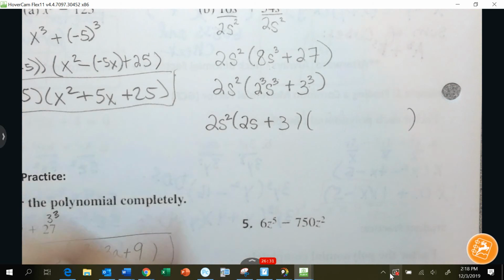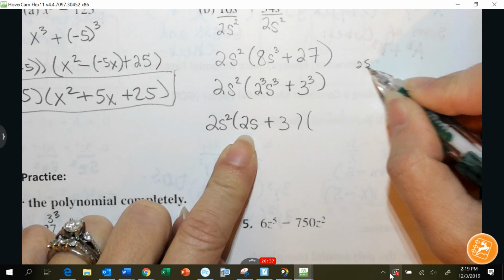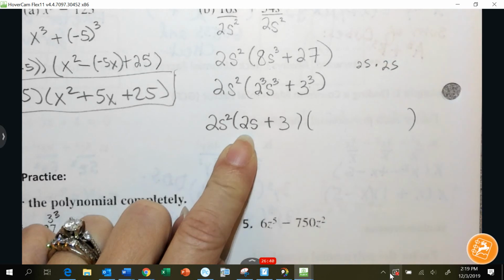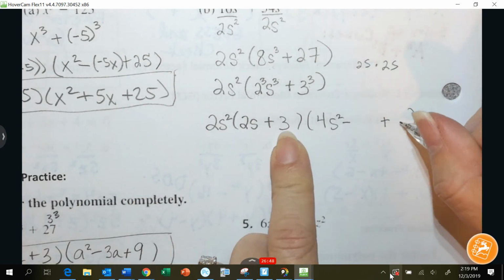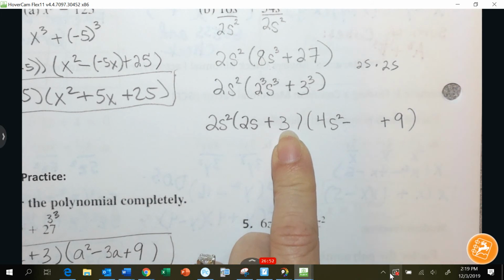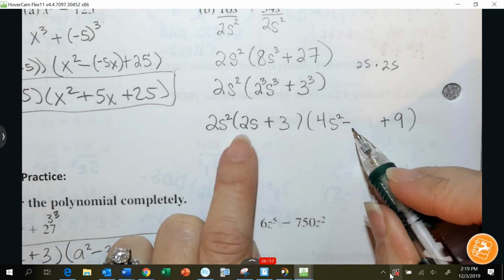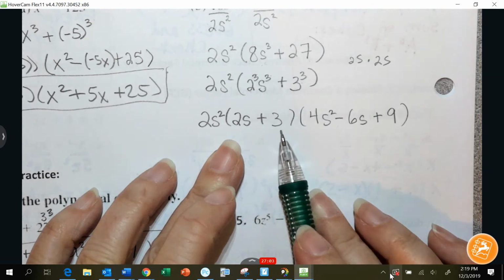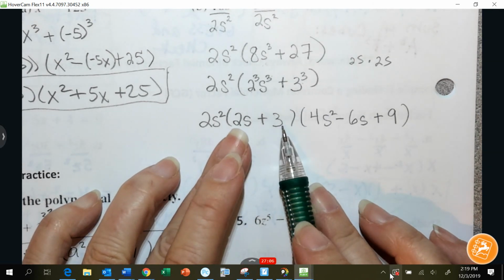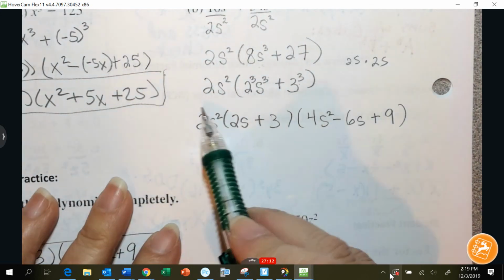Now our second parenthesis, we have to take the 2s, and what do we do to it? Okay, that means 2s times 2s, 4s squared. At the end, I'm going to square 3, so that is 9. In the middle, I do subtraction, and I just multiply the 2 together, 6s. Does 2s plus 3 factor further? No. Martin, does this factor further? No. It does not.